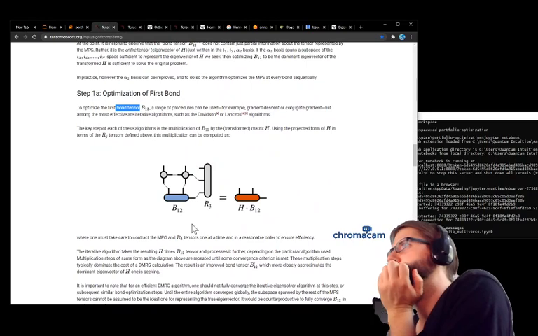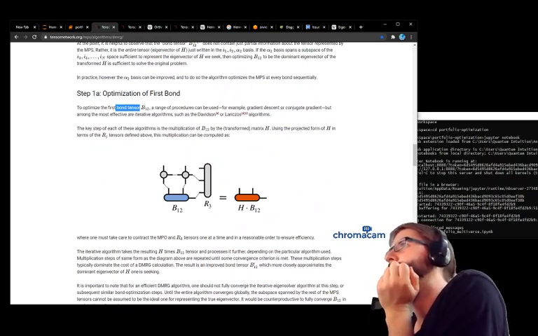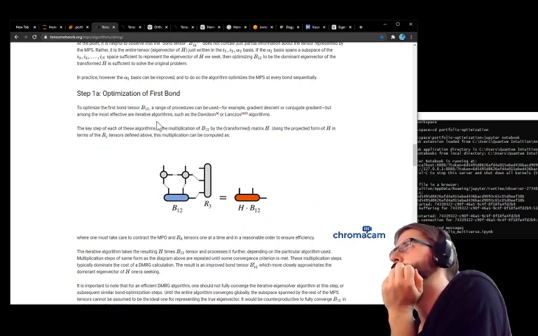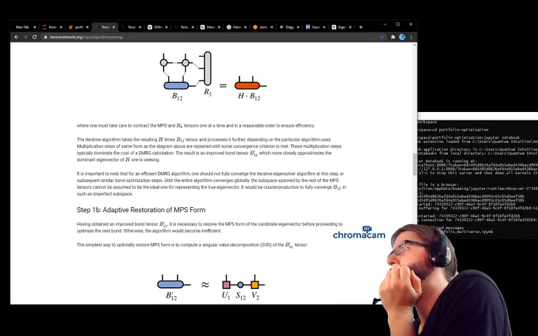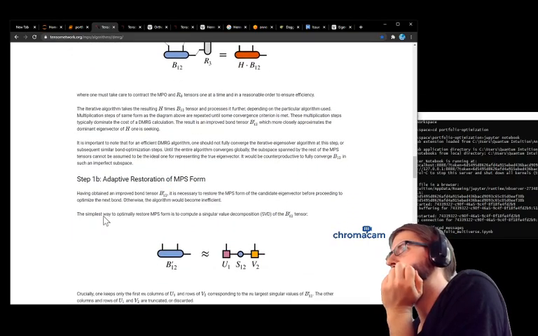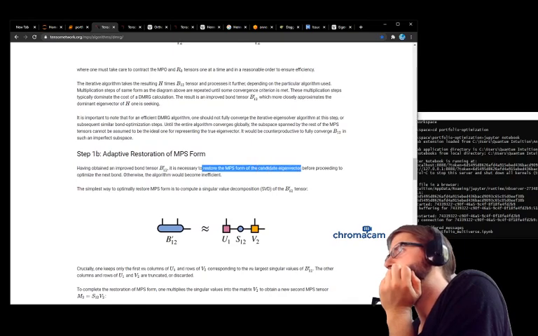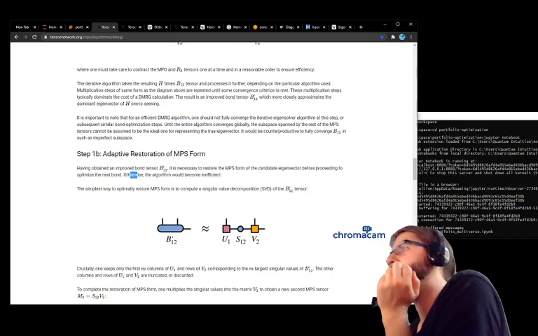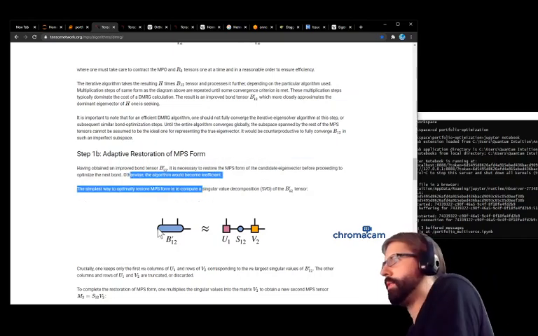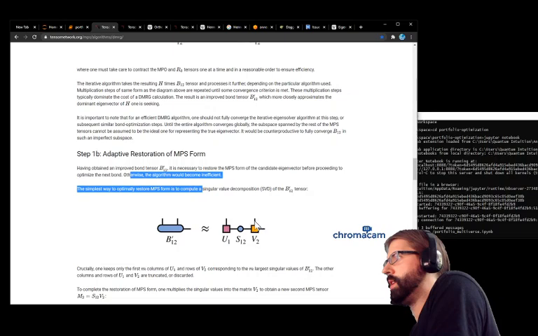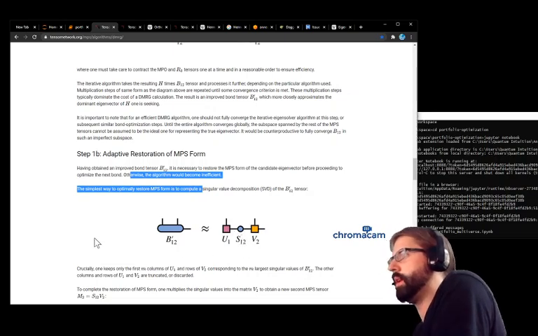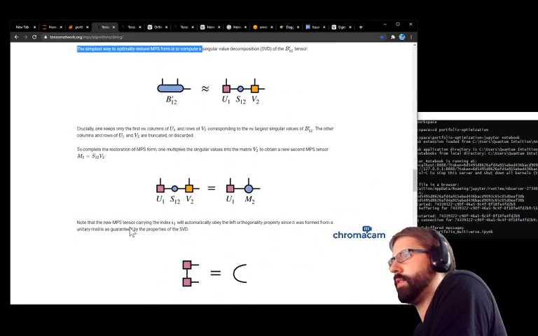Okay, let's try to focus on the first step, the setup, because then it says optimization. So this is step one, will probably be where the variational part comes in. Otherwise, the algorithm would become inefficient. Okay, so now you have this. So you have to do the SVD to basically get that into an MPS form again, because that has more dimensions, three dimensions, and that would then be inefficient to multiply stuff, I guess.